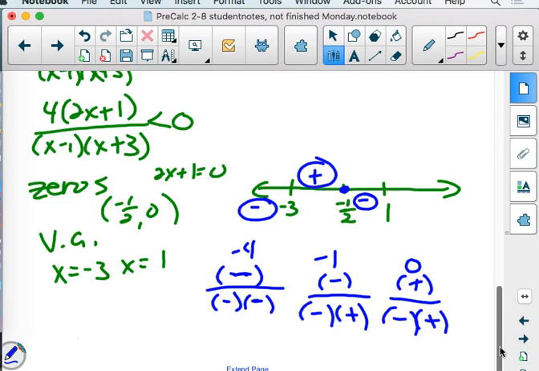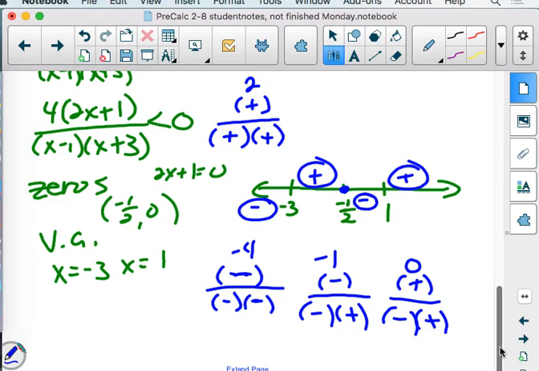Number to the right of 1 that you're willing to use. A 2. That appears in some space. So that's going to be positive. 2 minus 1, that's going to be positive. 2 plus 3, that's going to be positive. So what do we know is happening out there? Positive.